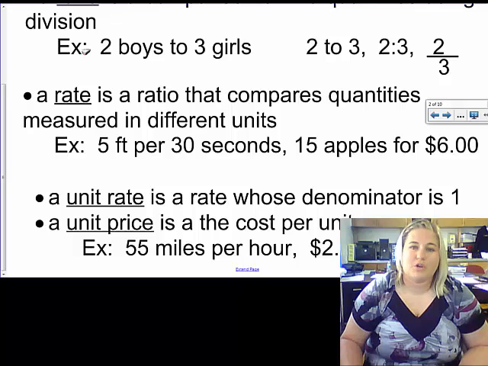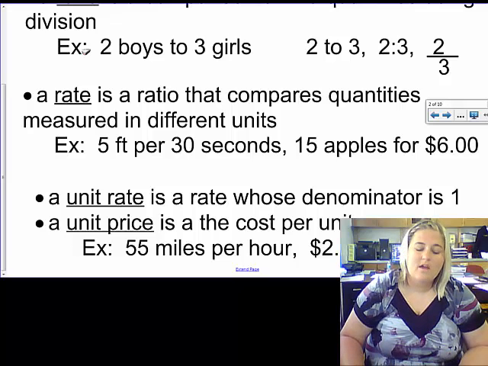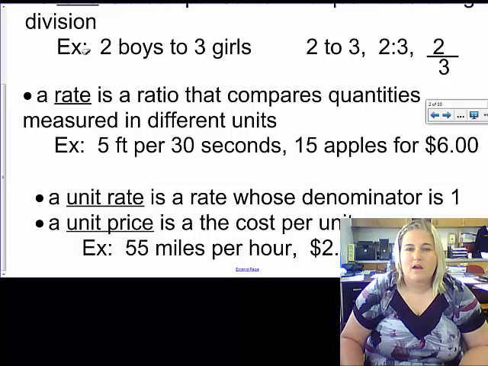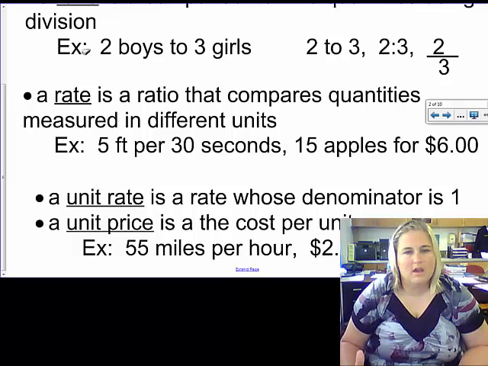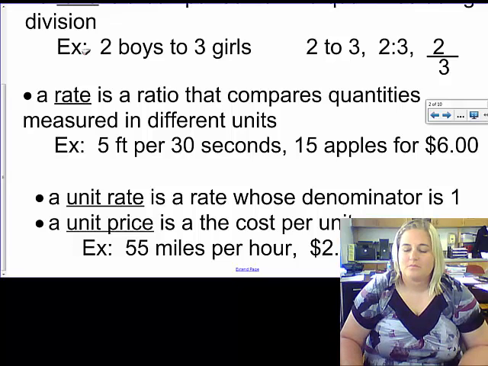And a unit price is a cost per unit. Okay, so for example, 55 miles per hour, the denominator is 1 hour. We know that already from doing some of our unit conversions. And $2.50 per box. It could also be per ounce, per can, whatever it is.